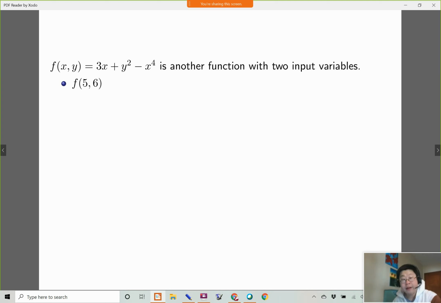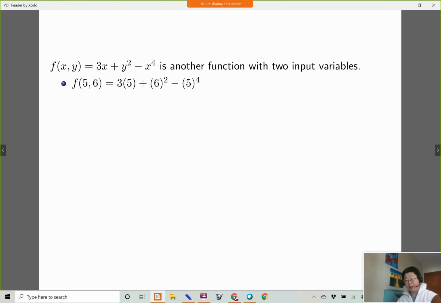Taking that function, let's find what f of 5 comma 6 is. We should plug in a 5 for every x, and plug in a 6 for every y, right? So we'll have 3 times 5 plus, there's a y right here, we've got to plug in 6 for the y. And so we have y squared, so 6 squared, minus x to the fourth. We've got to plug in 5 for the x, so we have 5 to the fourth.